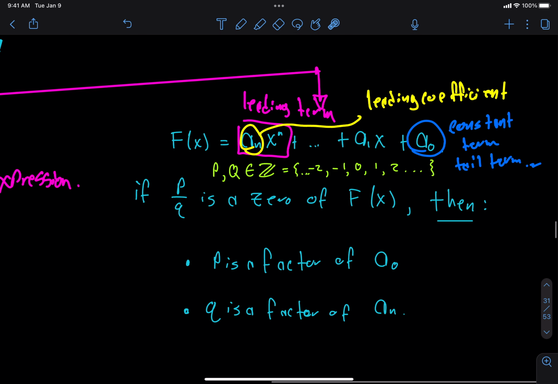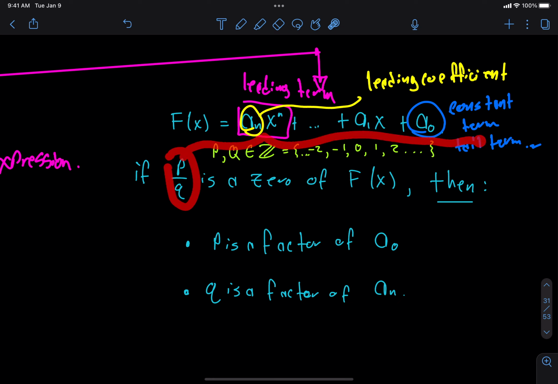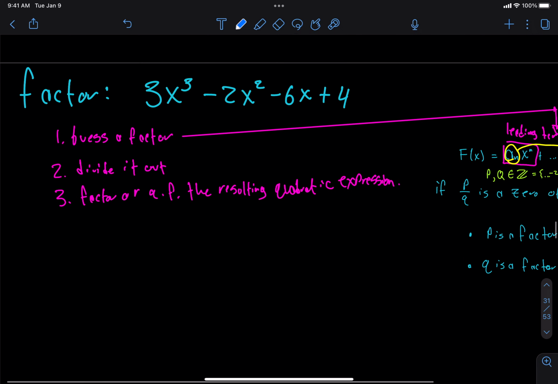Okay, so P over Q is a rational number if the numerator and denominator are whole numbers. So you could have the denominator equal to 1, in which case it will be a whole number, or if the denominator is something else, you could have some kind of fraction. But the point is, if you have a rational number which, if you plug it in, gets you 0, then these two things have to be true. Namely, the numerator has to be a factor of the tail, and the denominator has to be a factor of the leading coefficient.